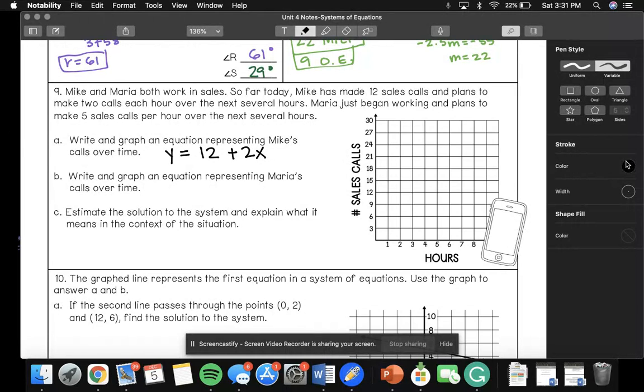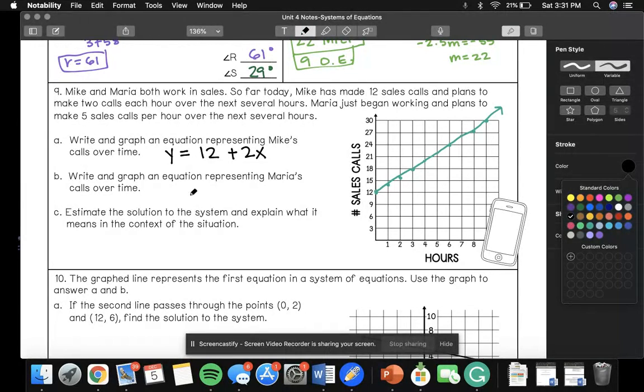So we're going to graph him by starting at 12 and going up 2 calls, so up to 14 every hour. And so then we'd be at 16, and then 18, and then 20, 22, 24, 26, 28, and 30. So after 9 hours, he would get through 30 phone calls.